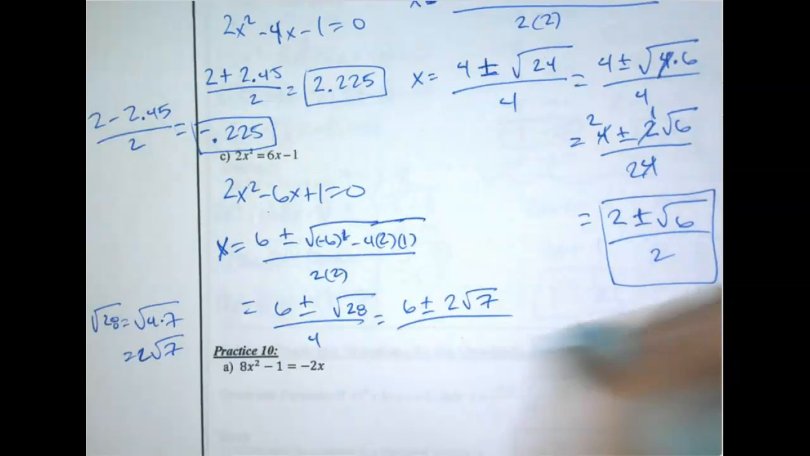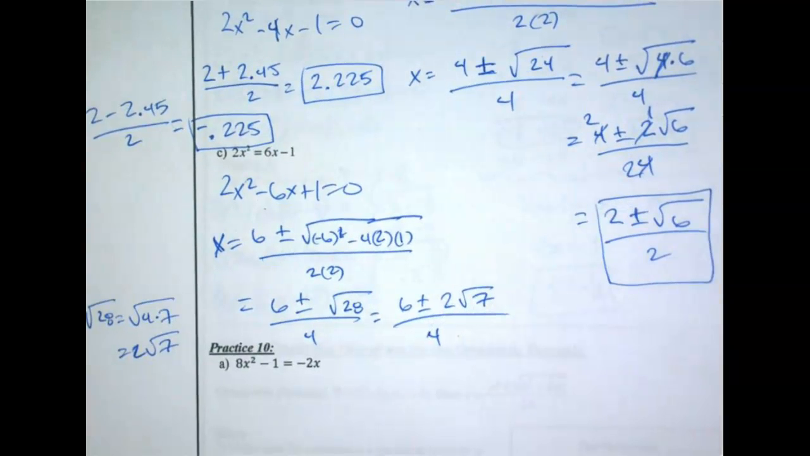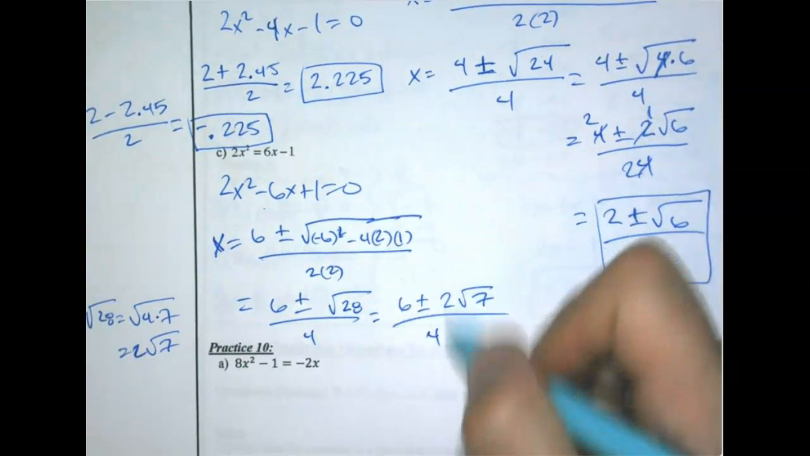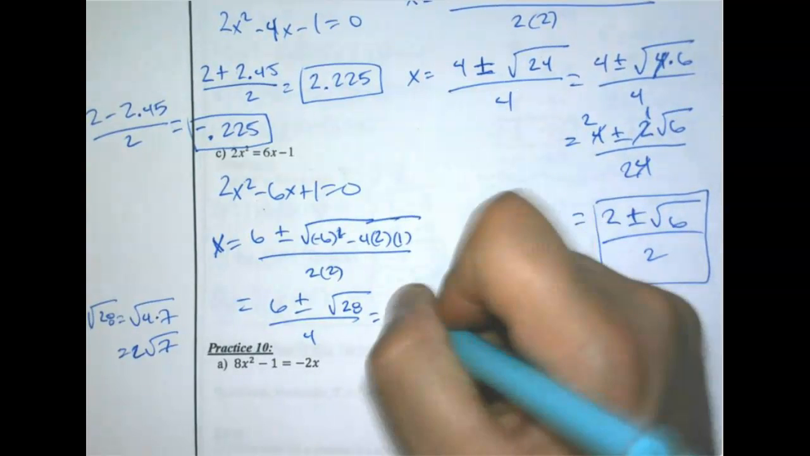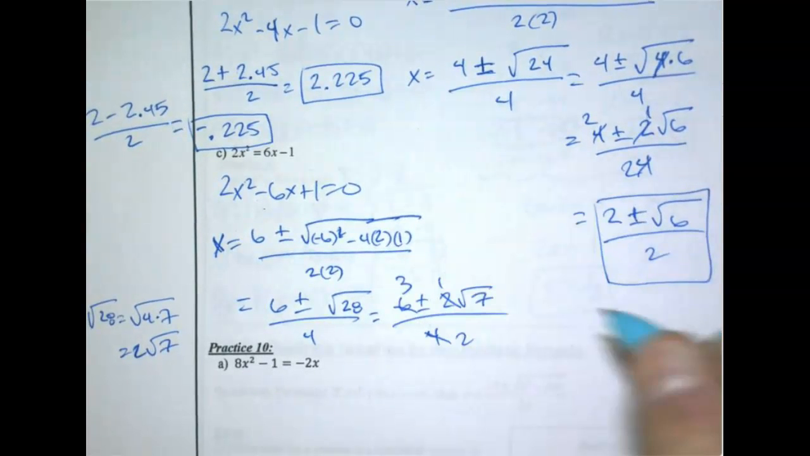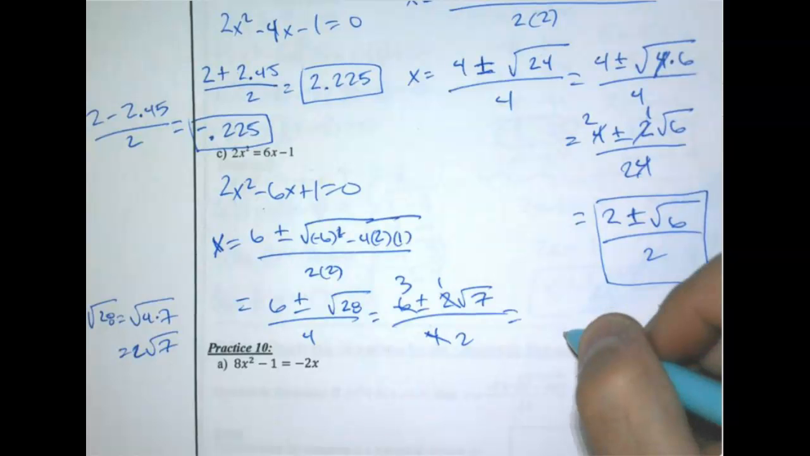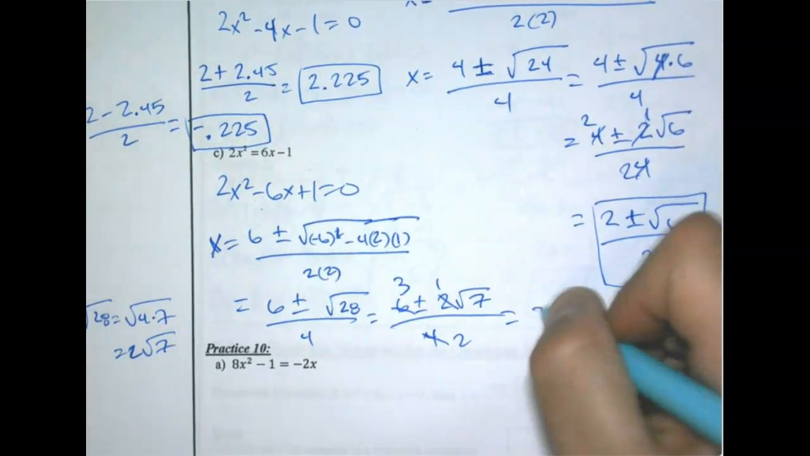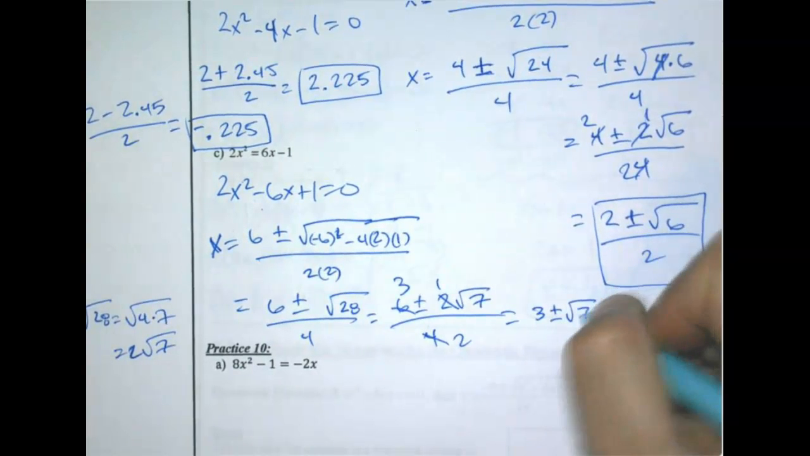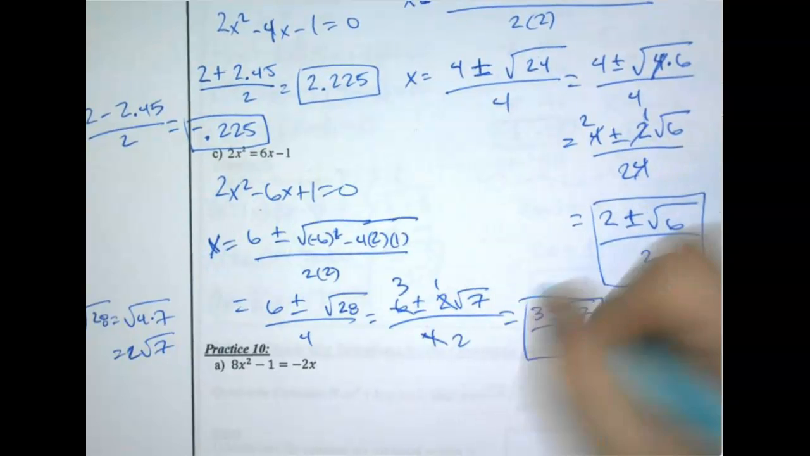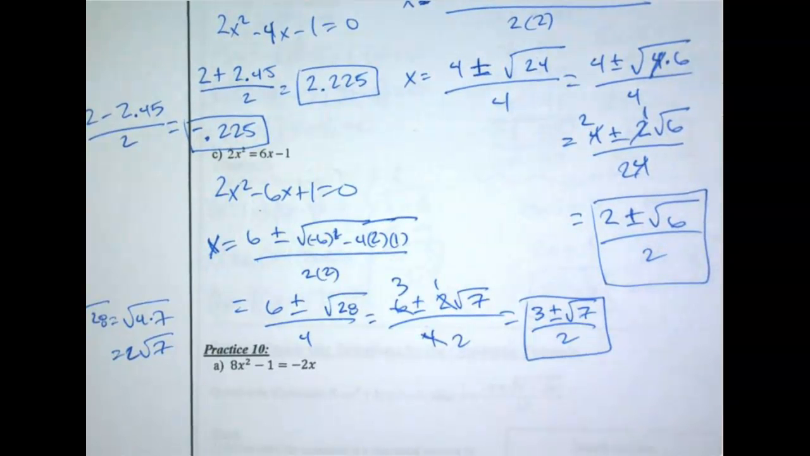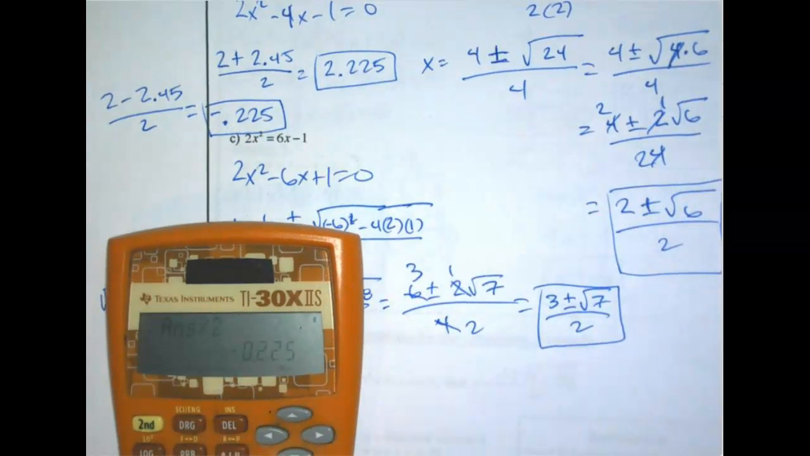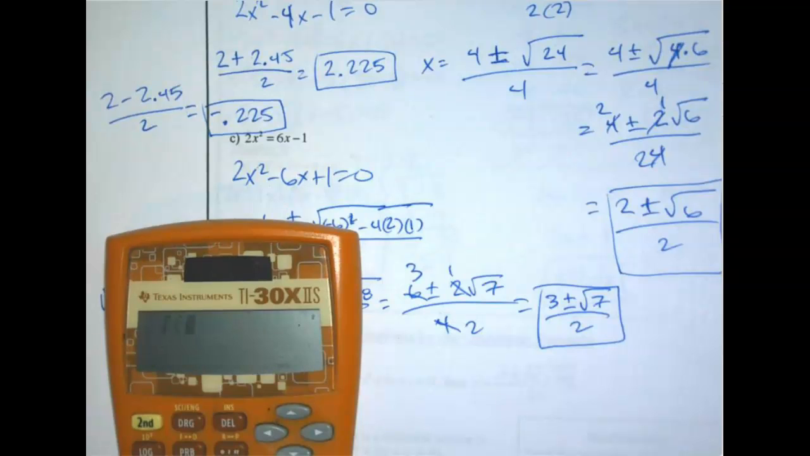So when you do that, when you simplify the square root of 28, you see the same thing as in the last problem, where 6, 2, and 4 are all even numbers. I can divide all of them by 2, and leave me with a simplified answer. 3 plus or minus the square root of 7 over 2. And that's all good. That's fine. If you don't have a calculator, stopping there makes sense. However, let's see what we get with a calculator also. So the square root of 7 is what I need from the calculator.